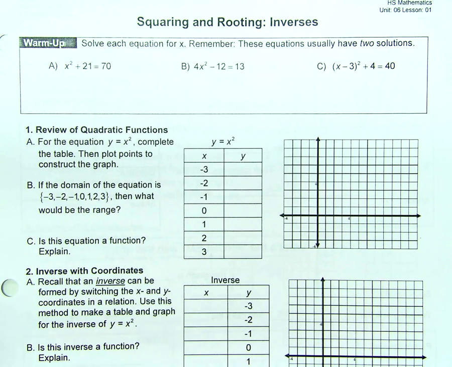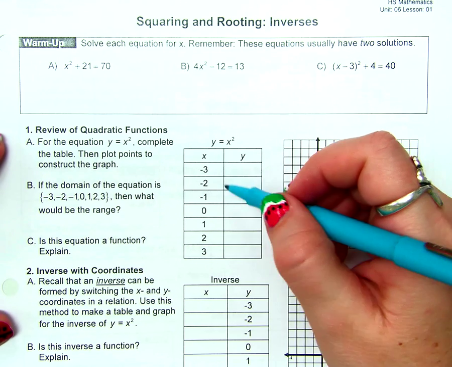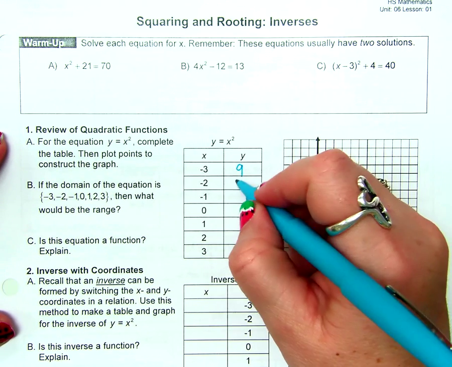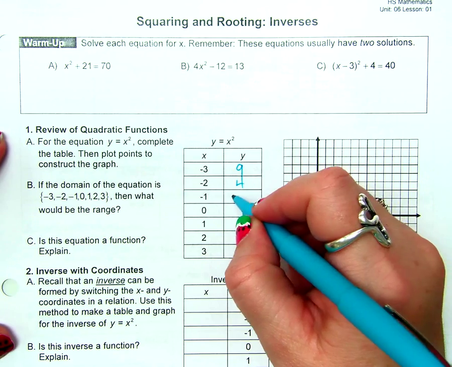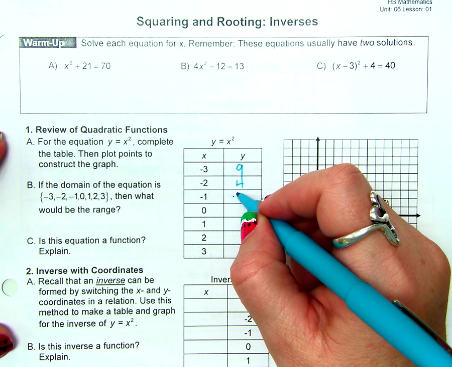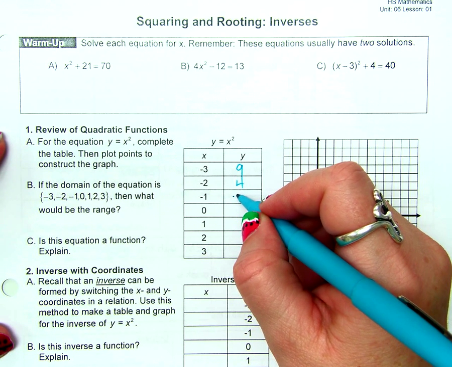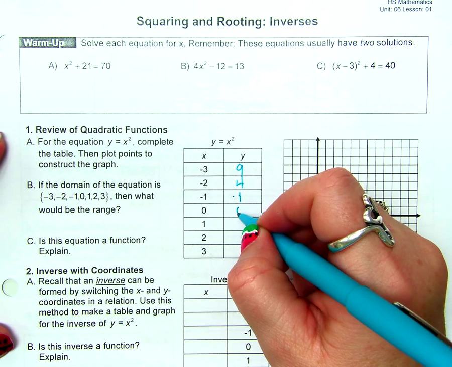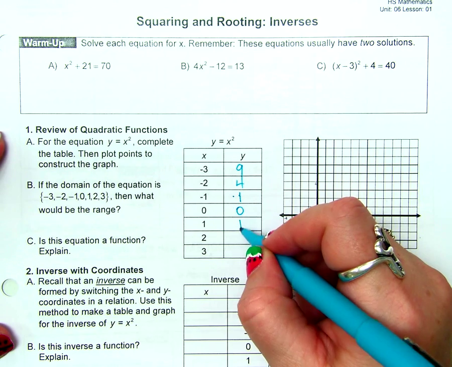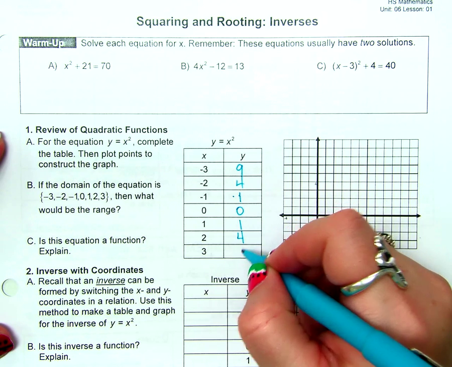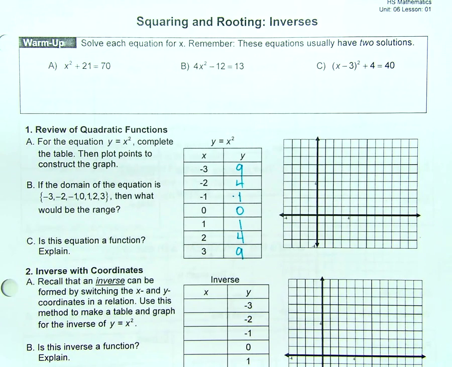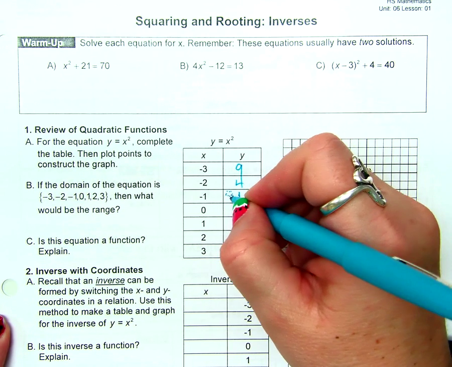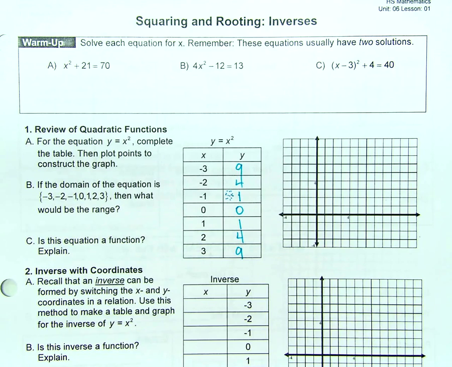Well, if it's y equals x squared, what is negative 3 squared? 9. What's negative 2 squared? Negative 1 squared? Wait, what did you say? Negative 1 squared? 1? Okay. 0 squared? 1? 2? 3. This is supposed to be a positive one. I don't know why I put a dot there. Look, I'll put a lot of dots. How about that? Does that work? No.